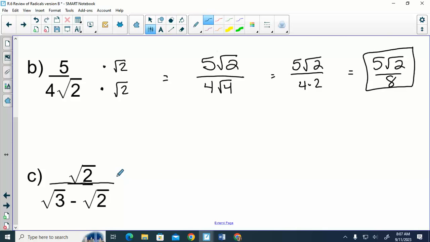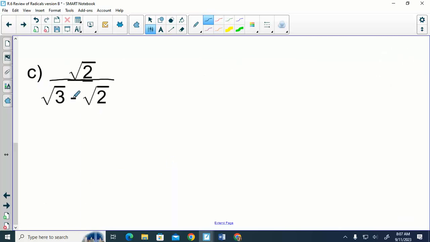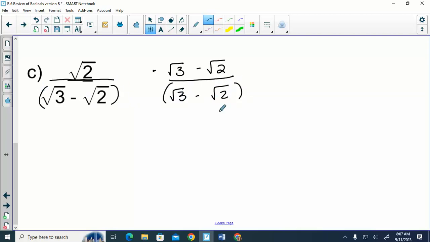All right. How is this one different? We have 2 terms on the bottom. A square root of 3 minus a square root of 2. So 2 terms. Don't write this down yet. If I just multiplied by the same thing, so what we've been doing to get rid of a radical is multiply it by itself. So if I did that here, what would you have to do to multiply the bottom?